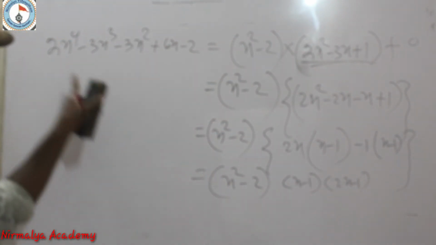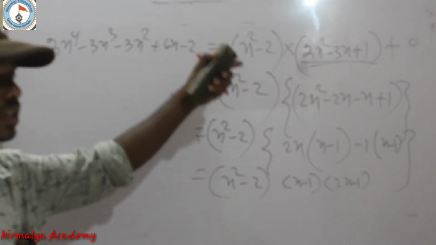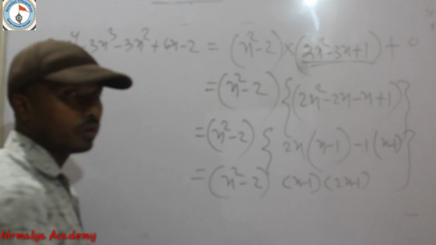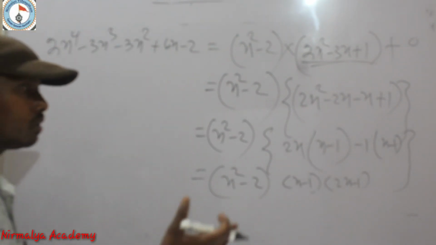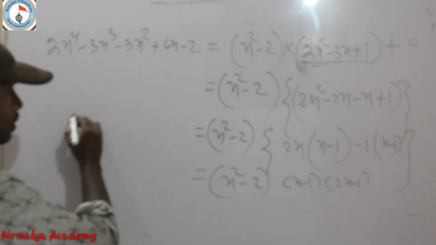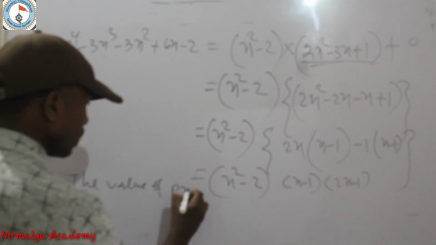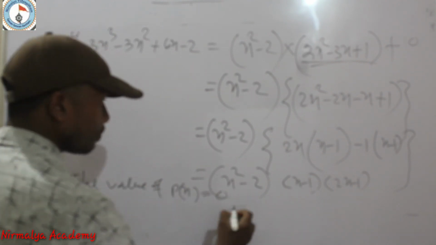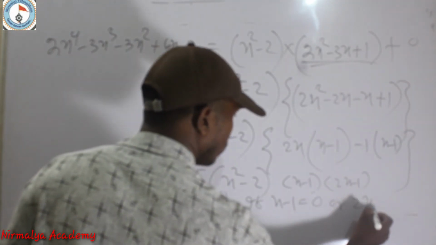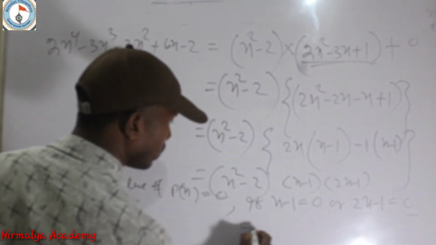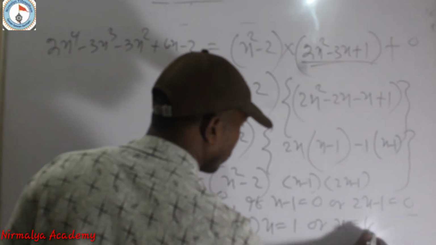So next, the value of the given polynomial p(x) equals 0 when this product equals 0. That is, when either x minus 1 equals 0 or 2x minus 1 equals 0. That implies x equals 1 or x equals 1 by 2.